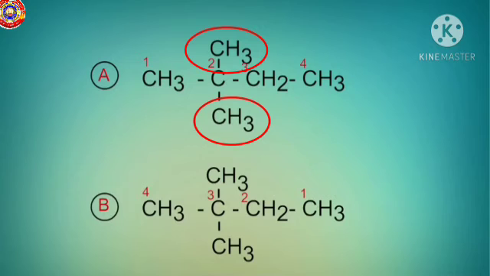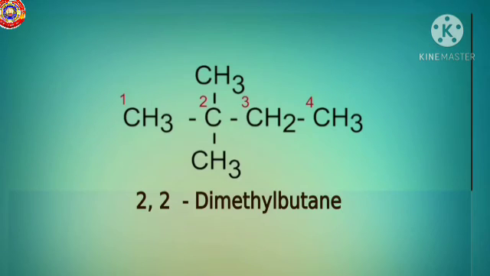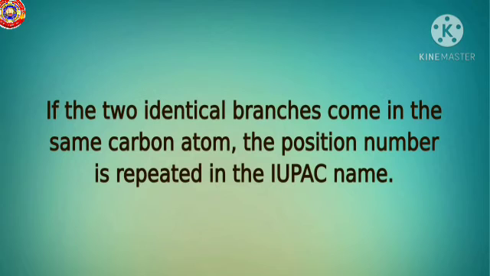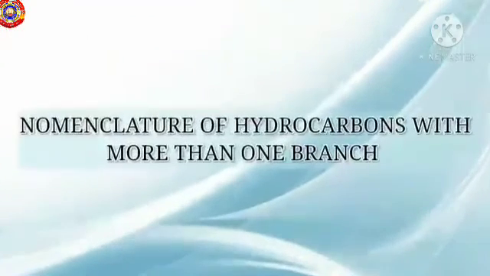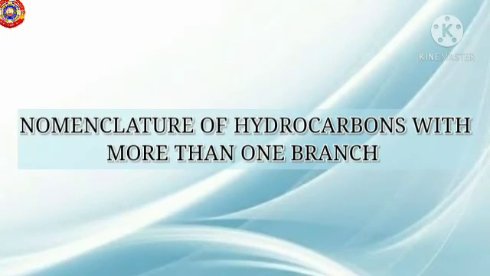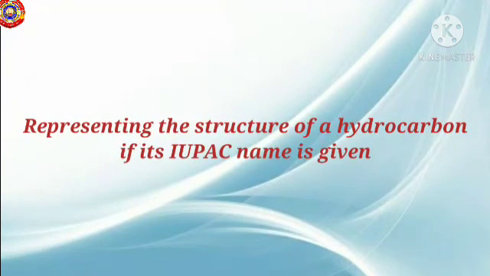So children, what is the name of this compound? 2,2-dimethyl butane. Remember, if the two identical branches come on the same carbon atom, the position number is repeated in the IUPAC name. Got it? So children, we learned how to name the hydrocarbon with more than one branch. So shall we represent the structure of a compound if its IUPAC name is given?